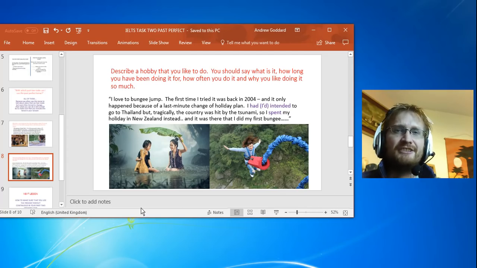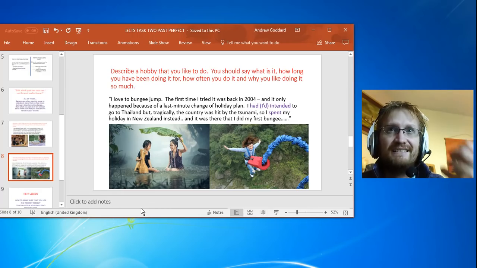The first time I tried it was back in 2004, and it only happened because of a last-minute change of holiday plan. I'd intended to go to Thailand, but tragically, the country was hit by the tsunami, so I spent my holiday in New Zealand instead, and it was there that I did my first bungee.